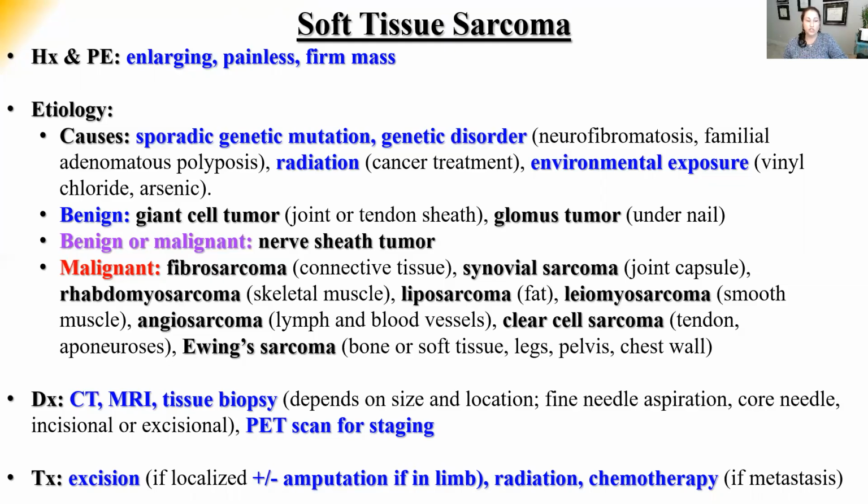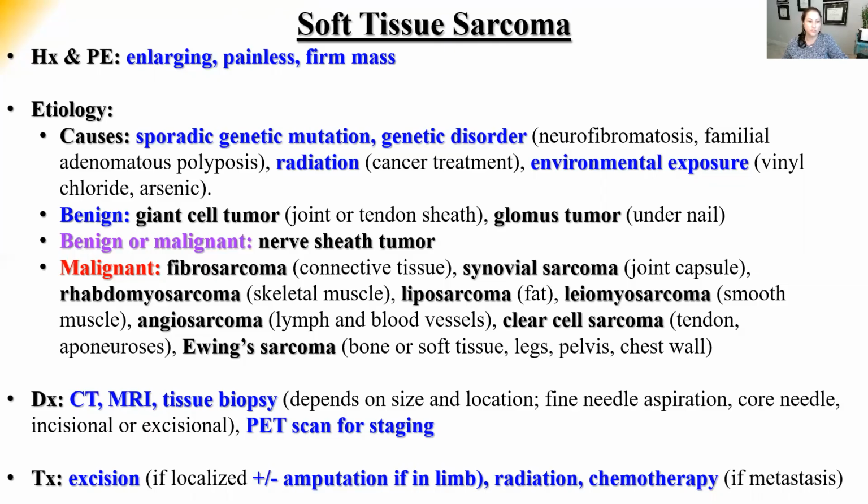The benign ones: giant cell tumor, this is usually a joint or a tendon sheath. Glomus tumor affects under the nails. Benign or malignant, this could be a nerve sheath tumor, and then these are all of our malignant ones. Fibrosarcoma is a tumor of connective tissue. Synovial sarcoma is going to be the joint capsule. Rhabdomyosarcoma is going to be skeletal muscle. Liposarcoma is going to be fat.